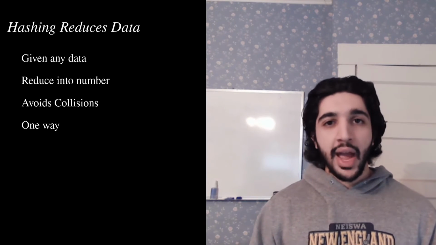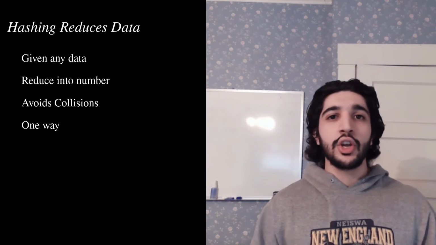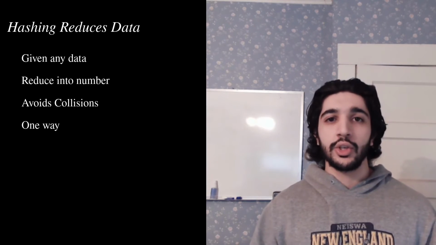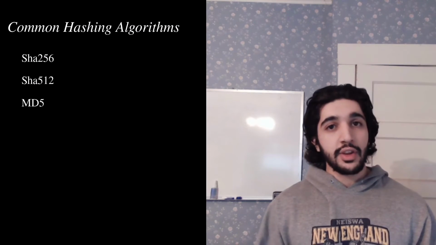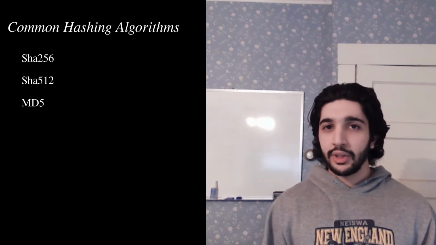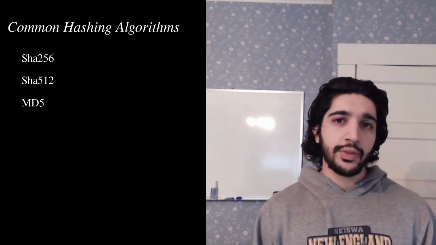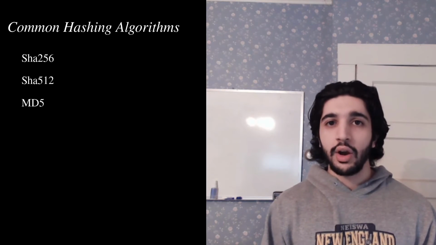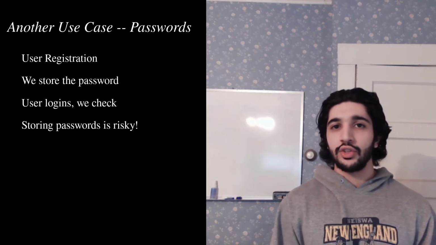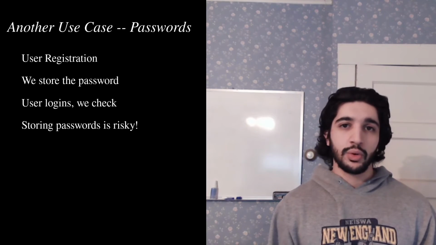If you have a bad hash function and you hash two different pieces of data and get the same result, this is called a collision. A good hash function does not produce many collisions. You may have heard of different algorithms that we can use to hash. I can think of three, but there are many more: SHA-256, SHA-512, and MD5.